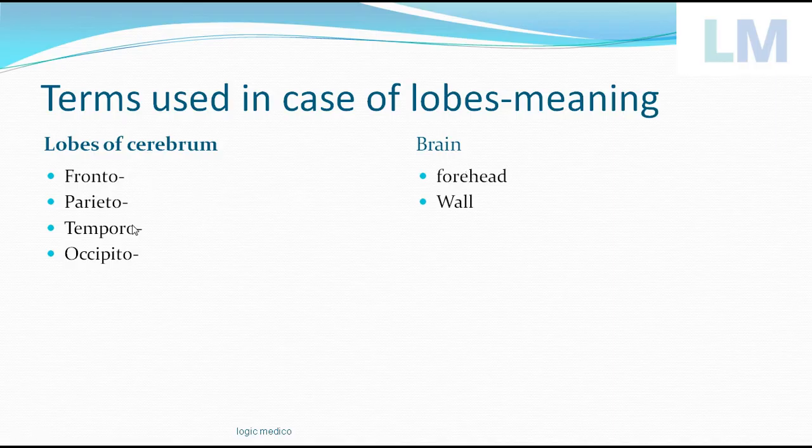Parietal means wall. So our skull has got a thick area in the lower portion. It's called the base of the skull. And the upper portion, which is called the skull cap, is a tiny wall. So parietal refers to any structure present in the wall. So obviously near the skull cap, the parietal lobe is present. That is the uppermost portion.